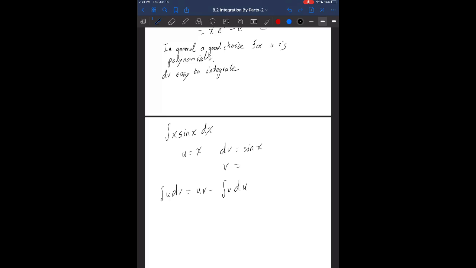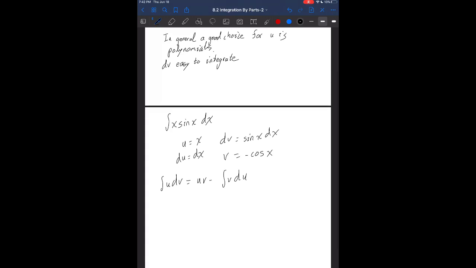So the integral of sine of x dx is going to be negative cosine of x. And finally, we also need to know what du is. In this case, very simple, same as the last problem, du is going to be dx. Okay, and we can now plug everything in.